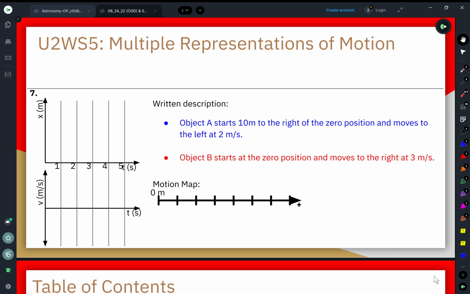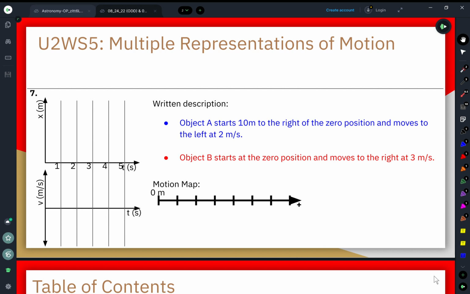Okay, so right now we're going to talk about Unit 2, Worksheet 5, multiple representations of motion. We're going to look at problem number 7. And from this problem, we're going to find out the time and position that object A and object B intersect at on our position time graph and our motion map, as well as one other representation of motion.